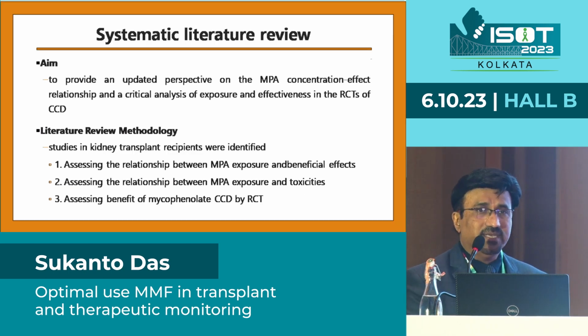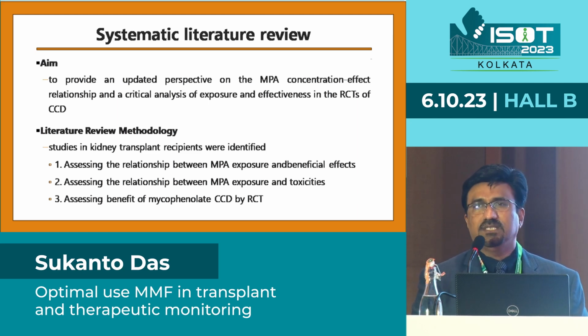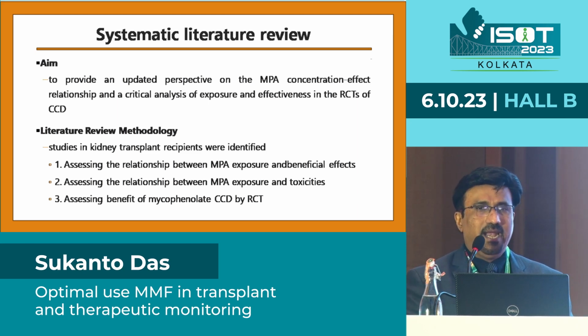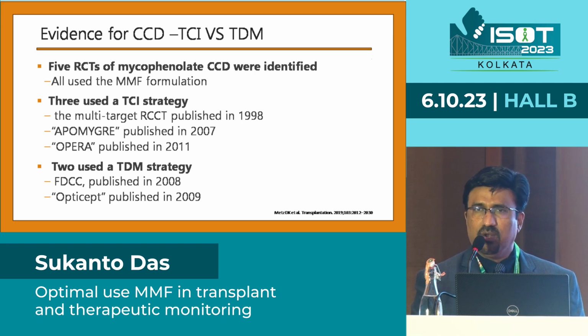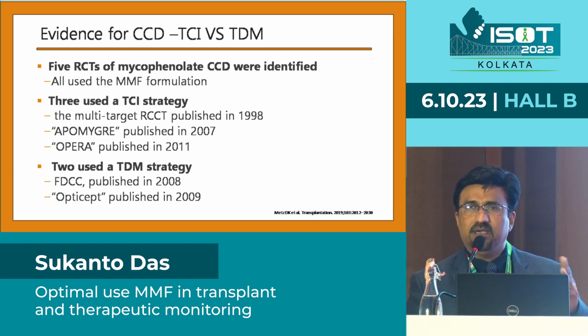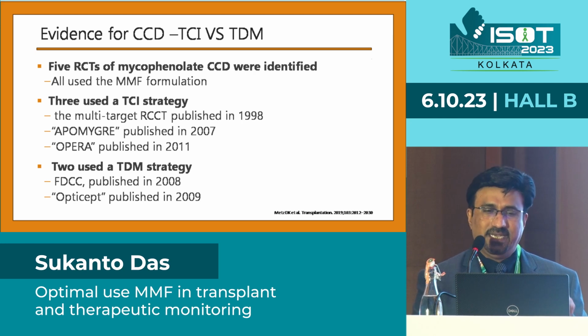So we will go to various systematic literature reviews, how they have focused, how they have taken several studies into consideration, and have taken into consideration some of the largest randomized control trials. Now, Meds et al. have done a study which has shown that if we look at 5 randomized control trials, there are 3 randomized control trials which have taken multi-target RCCT, ApoMegar, and ApoERA trial, and the 2 other trials which have been taken into consideration taking TDM.